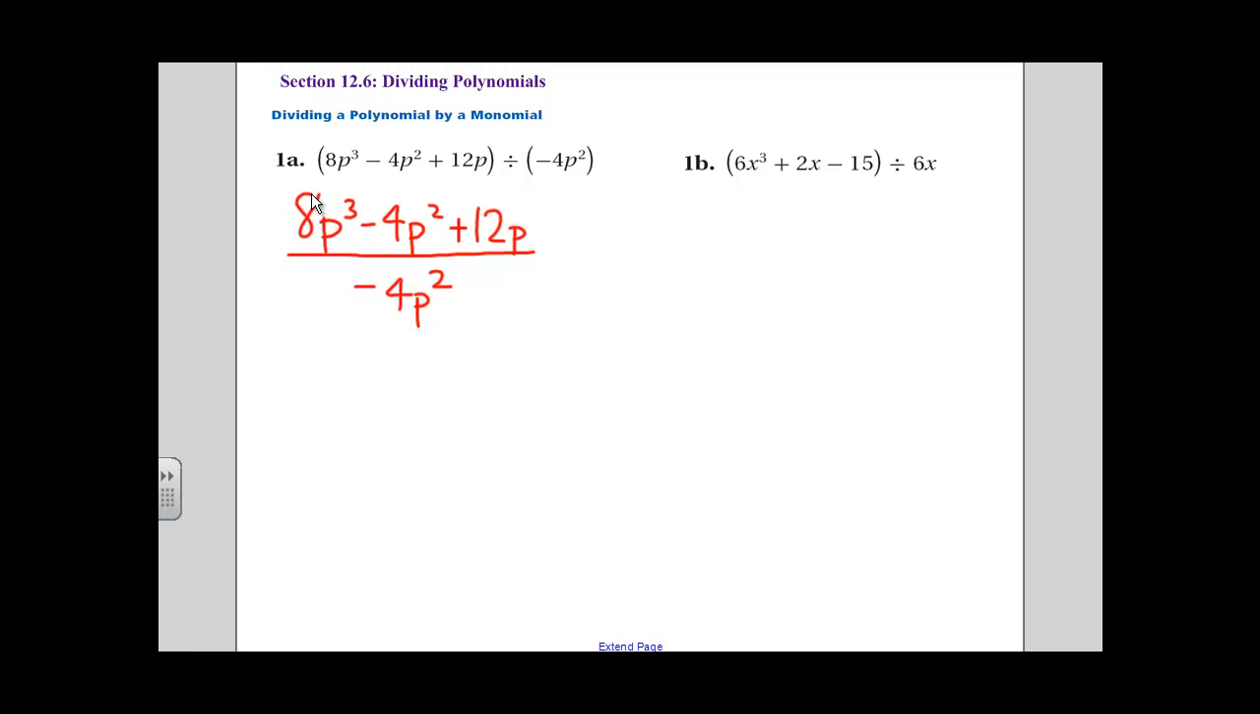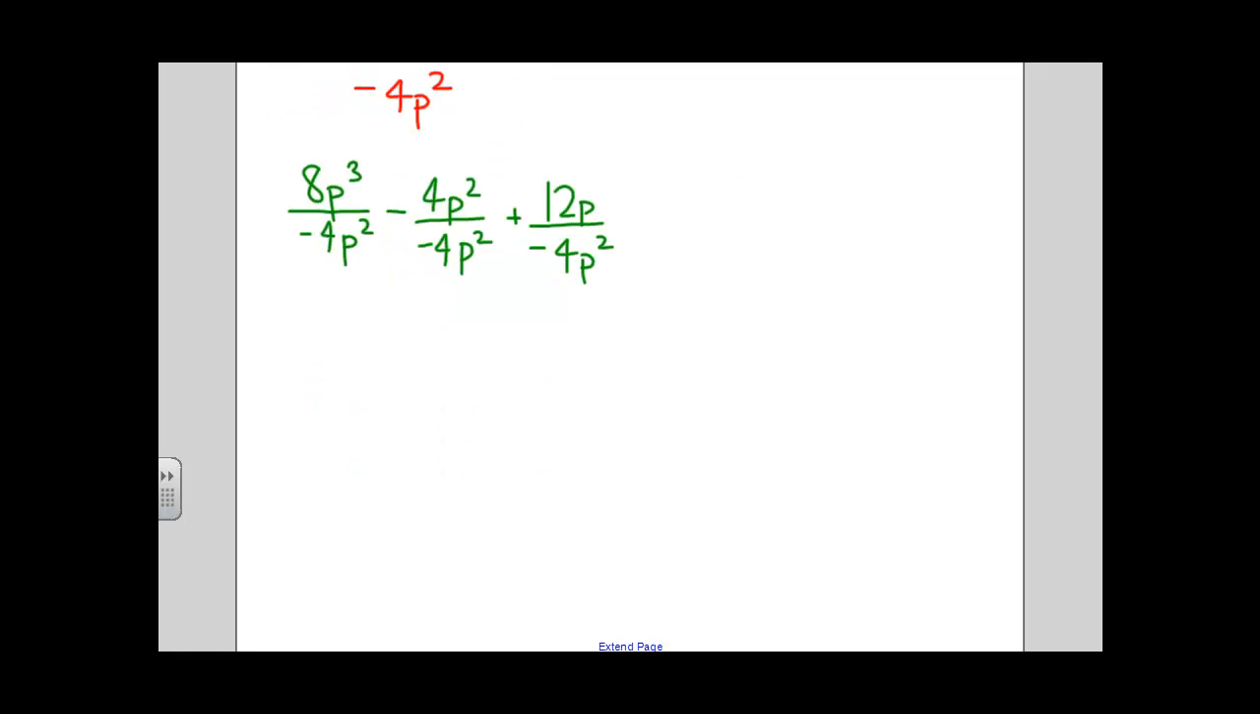Okay, so I know some people are really tempted to just cross these guys off since they're exactly the same thing, but we can't, because this 8p cubed also needs to be divided by this, and so does this 12p. So if we erase all of this, we can rewrite this problem as 8p cubed divided by negative 4p squared minus 4p squared divided by negative 4p squared plus 12p divided by negative 4p squared. And now this is turned into problems that we know how to divide.